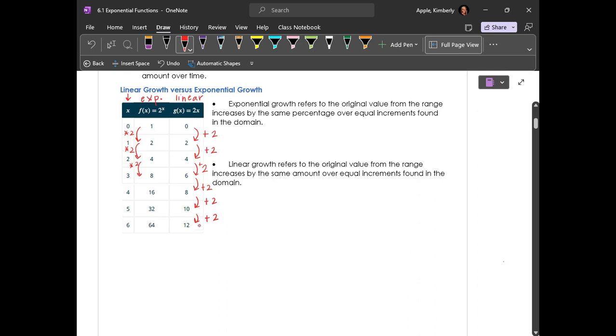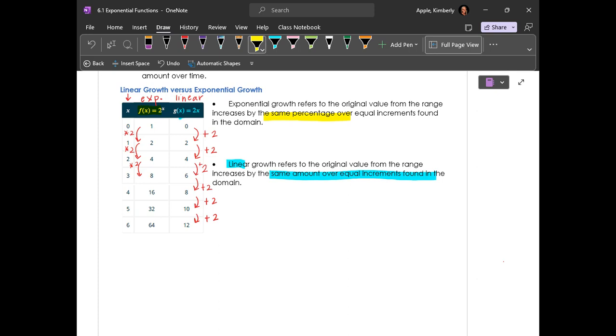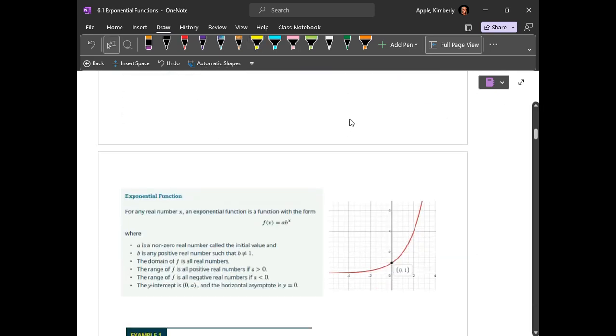So whereas with the linear function, we are adding the growth rate, here we are multiplying by the growth rate, which is why exponential growth occurs so much more quickly than linear growth does. Again, linear increases by the same amount over equal increments in the domain or the input values, and the exponential function increases by the same percentage over those same equal intervals in the input values in the domain. And so that's the difference. We'll be discussing the exponential today.